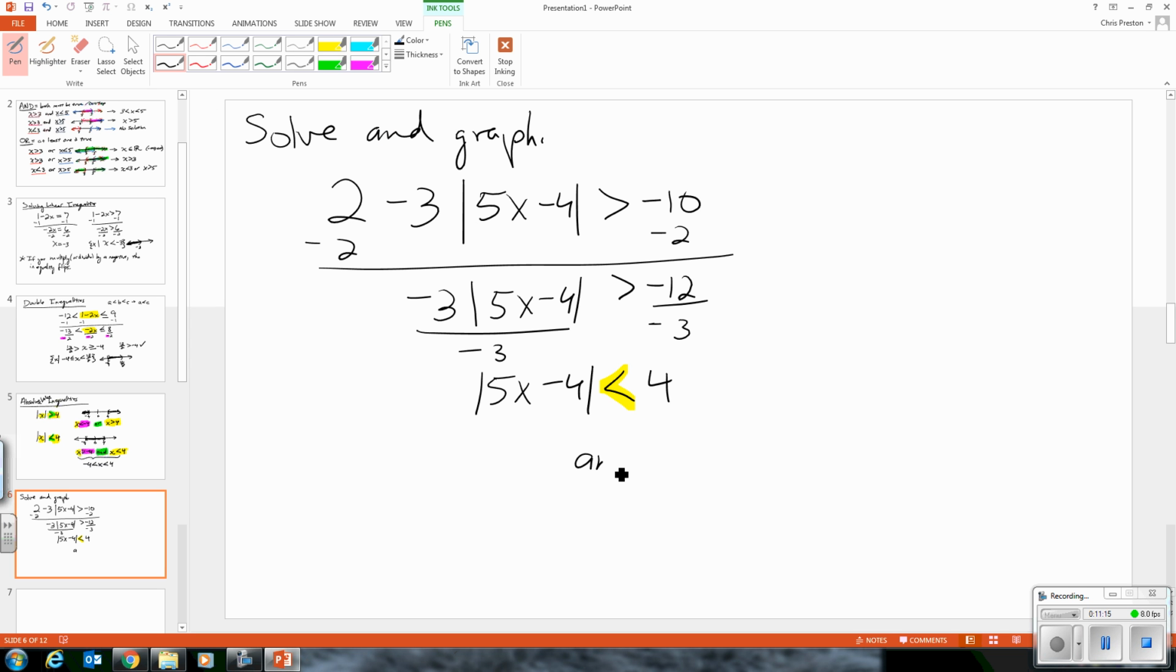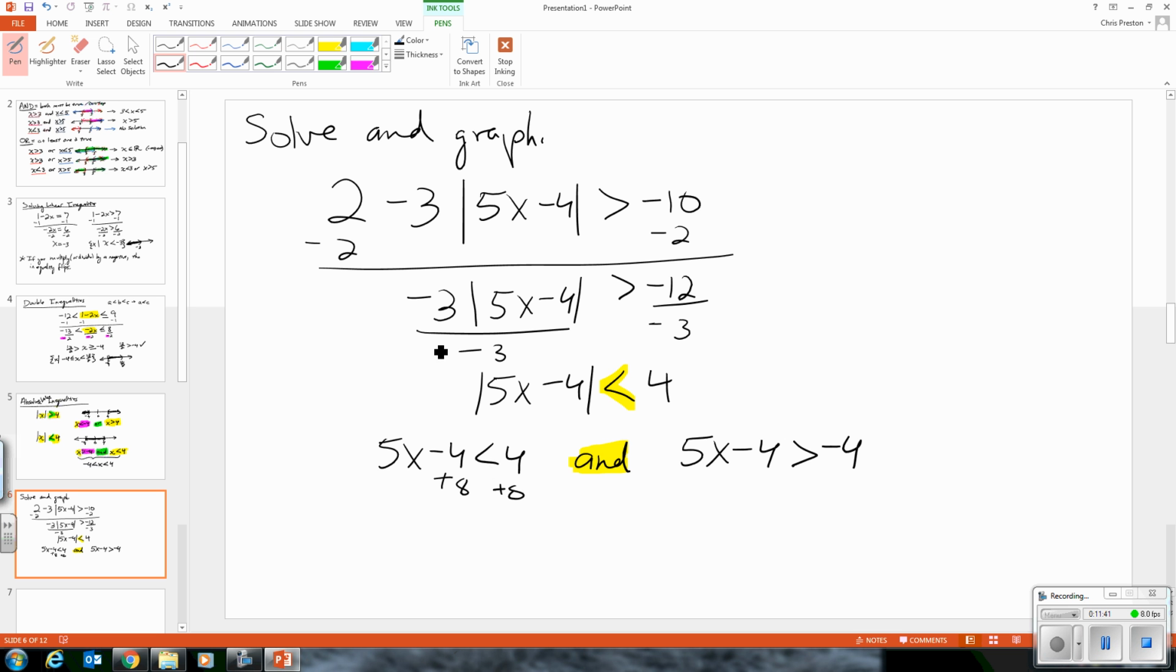"and" and "or" mnemonic, that was my little mnemonic device I was using. "Land," all right? And I'm going to get one of these, 5x minus 4, that's going to look exactly the same as what I have here. And I'm going to get another one where the inside part stays the same, but now the inequality symbol is going to change and the number on the outside is going to change. I'm going to work these two problems out.